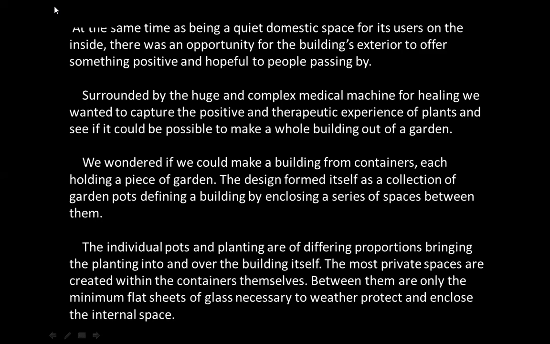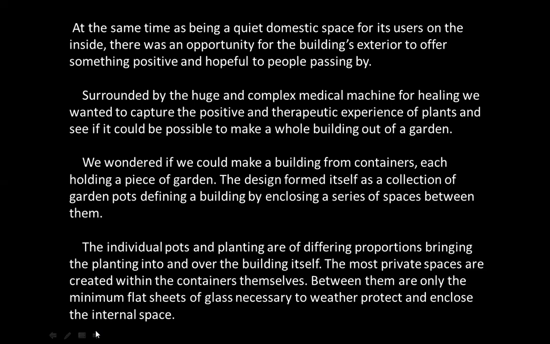We wondered if we could make a building from containers, each holding a piece of garden. The design formed itself as a collection of garden pots, defining a building by enclosing a series of spaces between them. The individual pots and planting are of different proportions, bringing the planting into and over the building itself. The most private spaces are created within the containers themselves. Between them are only the minimum flat sheets of glass necessary to weather, protect, and enclose the internal spaces.